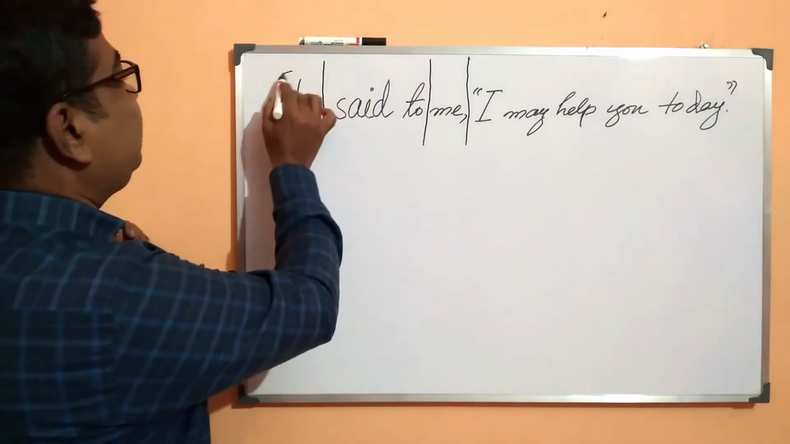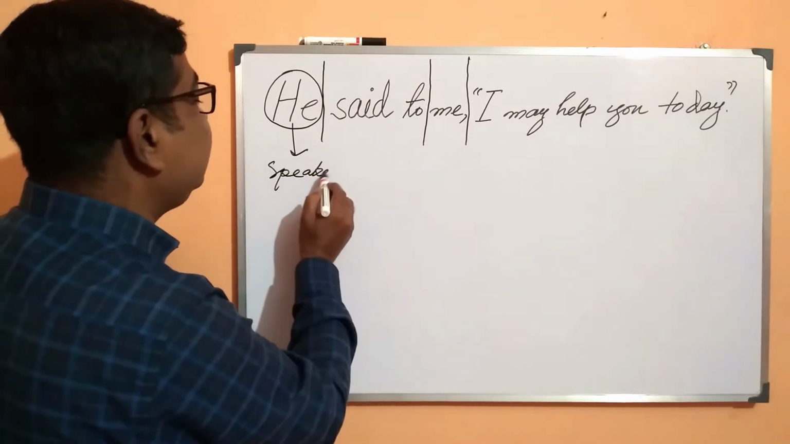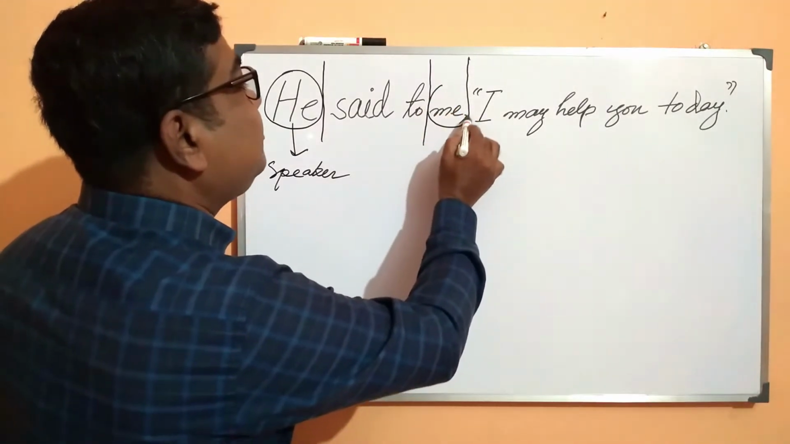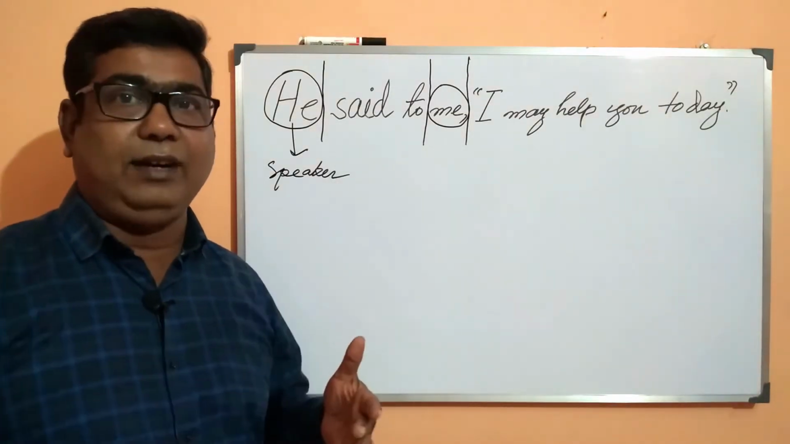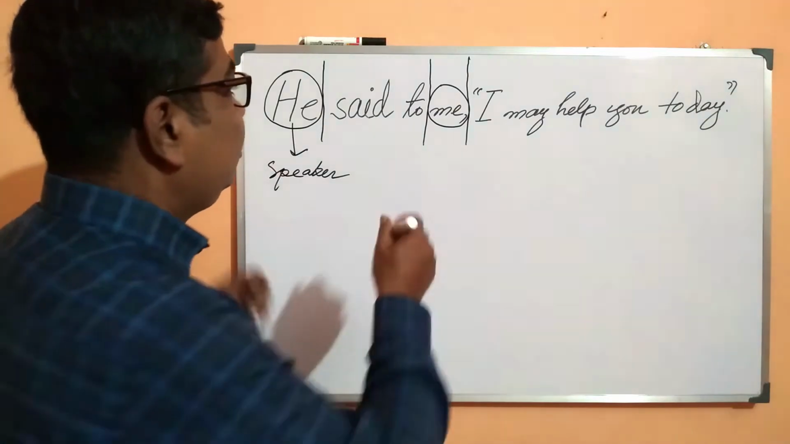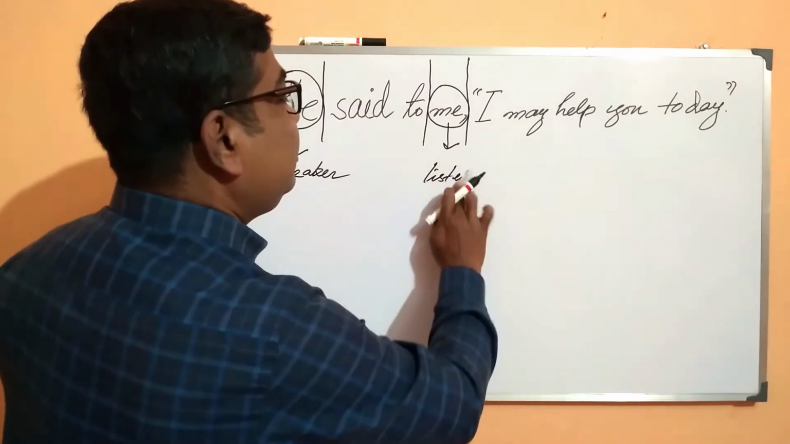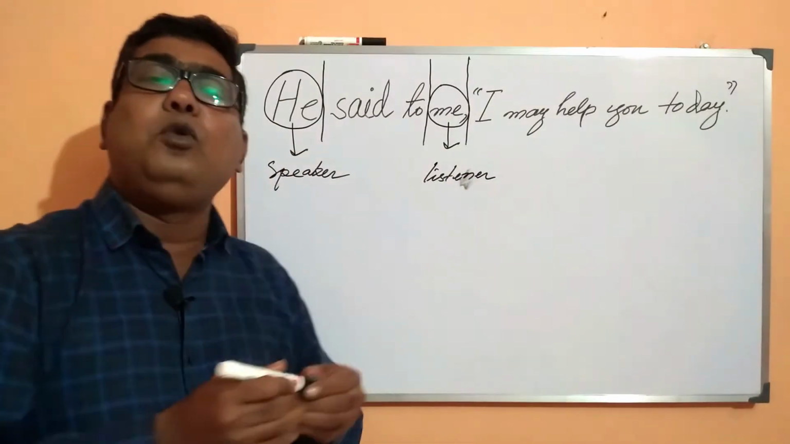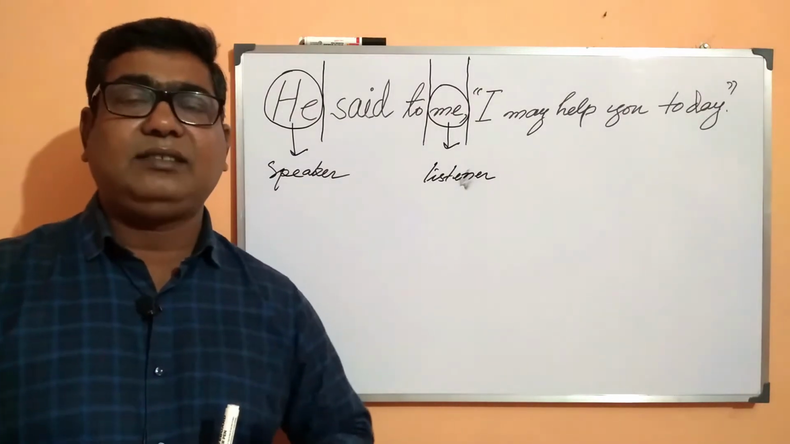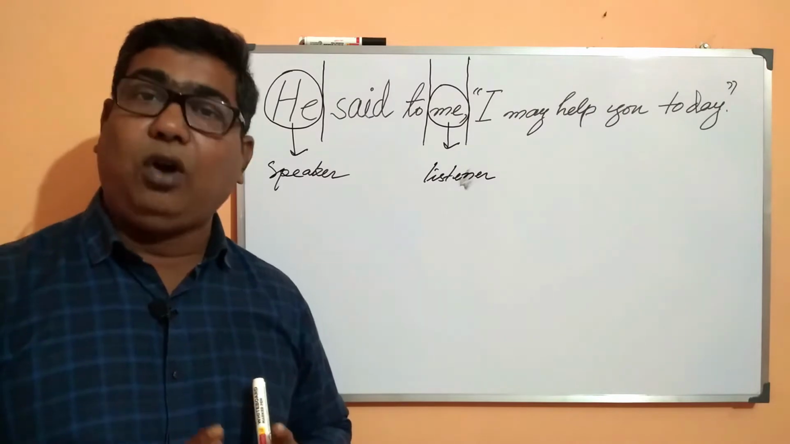Now the first part is called the speaker. A very important part. And the speaker must be speaking to someone. So the person whom he is speaking to will be the listener. So here me is the listener. Now these two parts which I have written as speaker and listener are of course important, but not as important as the other two parts which I have not encircled.